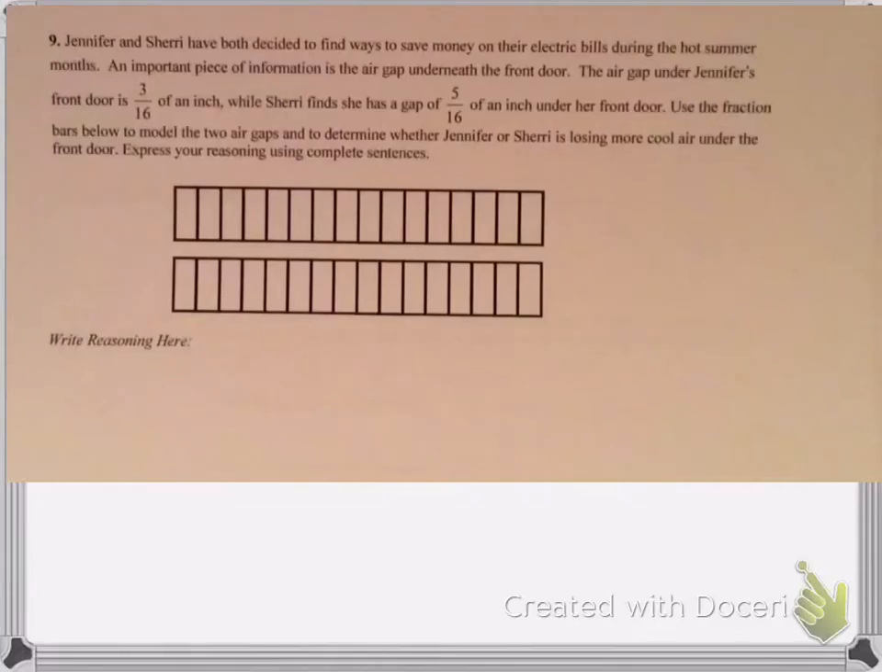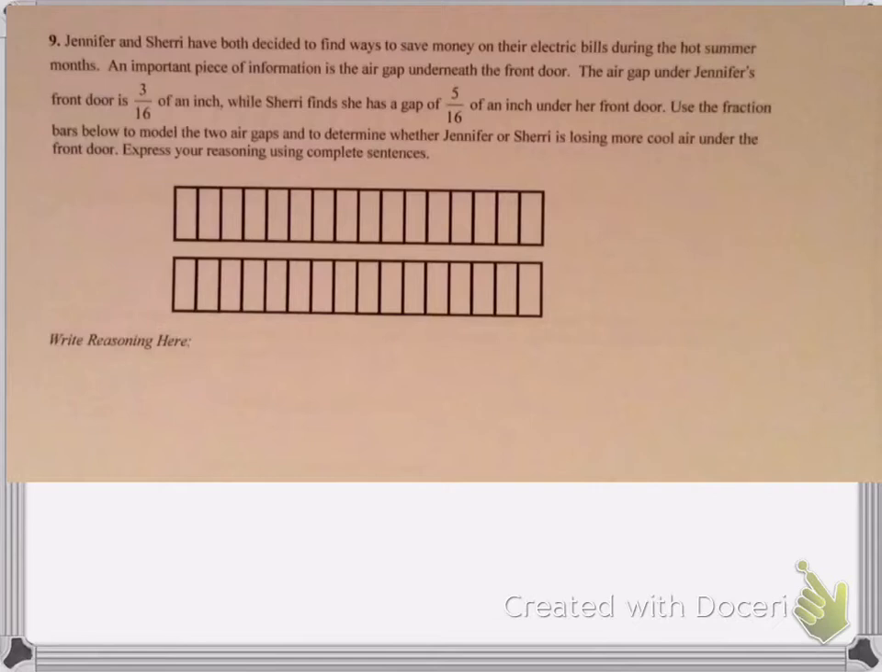Jennifer and Sherry have both decided to find ways to save money on their electric bills during the hot summer months. An important piece of information is the air gap underneath the front door. The air gap under Jennifer's front door is 3/16 of an inch, while Sherry finds she has a gap of 5/16 of an inch under her front door.